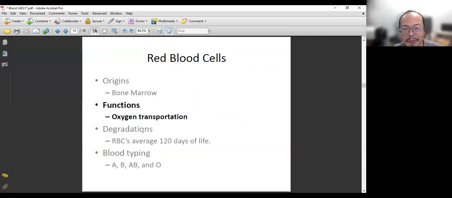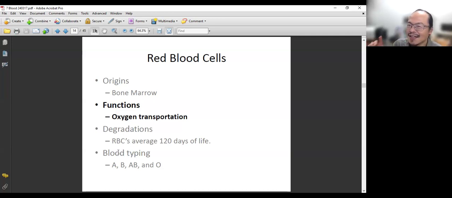Easy peasy, right? Now, the next topic about the red blood cell is the function. You already know its function is oxygen transport. So we just want to add one more detail to it. It's a baby step. We can do it. All right. So what do we need to know about oxygen transport?